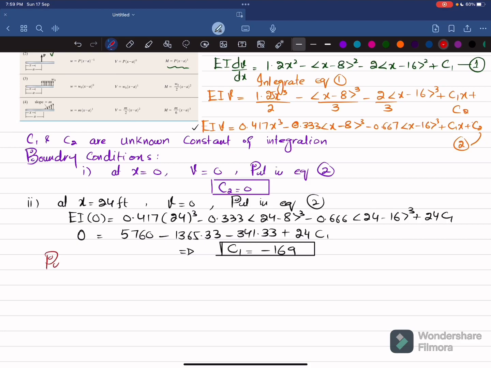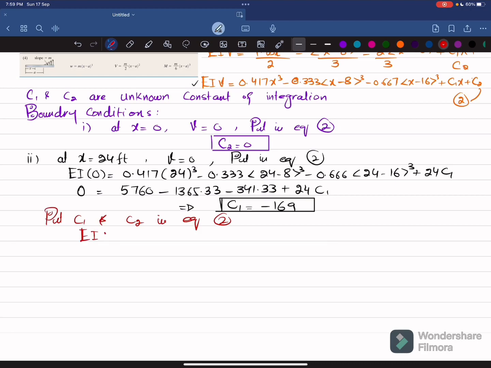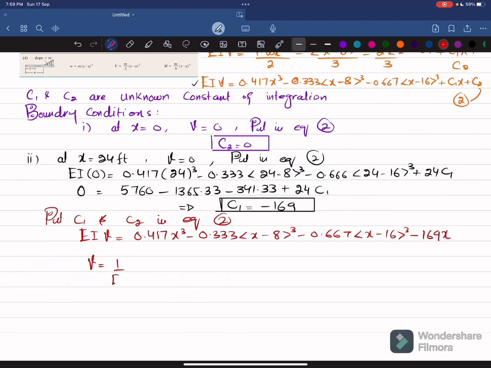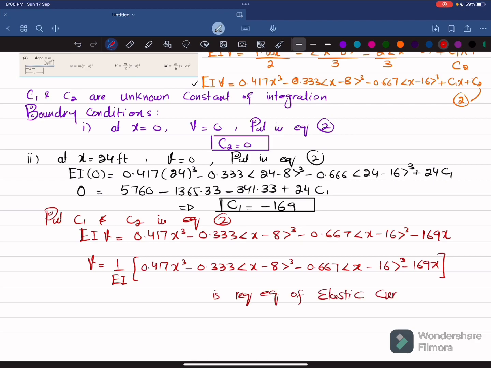So what you will do is put C1 and C2 in equation number 2 to get the equation of the elastic curve. So you will get EI into V is equal to 0.417 x cube minus 0.333 into x minus 8 power cube minus 0.667 into x minus 16 power cube plus C1, C1 is minus 169, into x, and C2 is equal to 0. Again, if you divide by EI on both sides, you will get V is equal to 1 over EI into 0.417 x cube minus 0.333 into x minus 8 power cube minus 0.667 into x minus 16 power cube minus 169 x, which is the required equation of the elastic curve. And this is the answer.